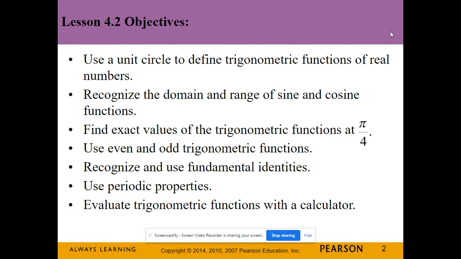We're going to talk about even and odd functions. We're going to recognize and use fundamental identities. We're going to use periodic properties. We're going to evaluate trigonometric functions with a calculator. So there's a lot that we're going to touch on in this lesson that we're going to expand on later.